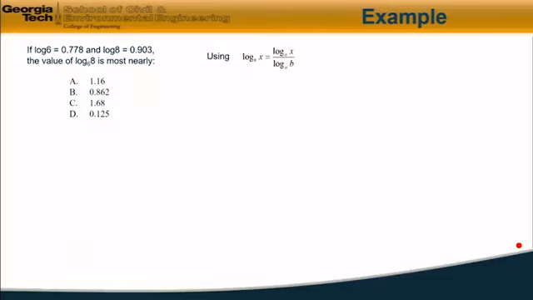log base b of x is equal to log base a of x divided by log base a of b. So in this case we have log base b of x is equal to log base 10 of x divided by log base 10 of b, where x and b are the two values that were given. So the logarithm to the base 6 of 8 equals log base 10 of 8 divided by log base 10 of 6, which is equal to the given values of 0.903 divided by 0.778, which is equal to 1.161. So the closest answer is A. And this concludes our discussion of logarithms.